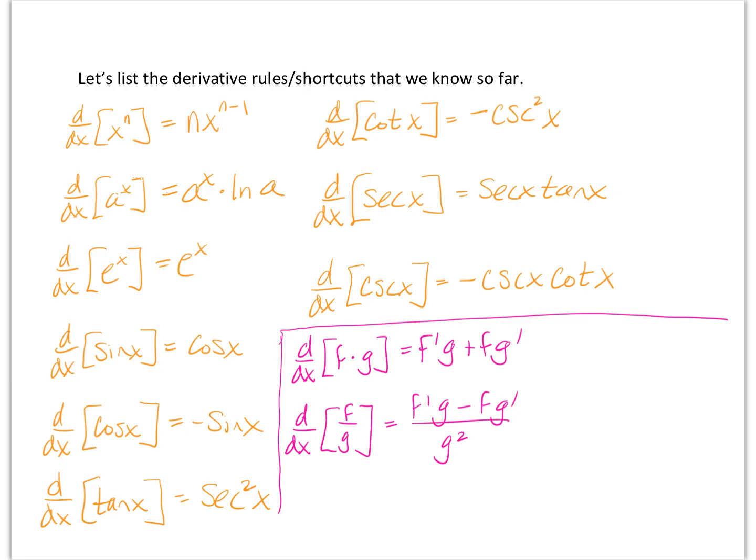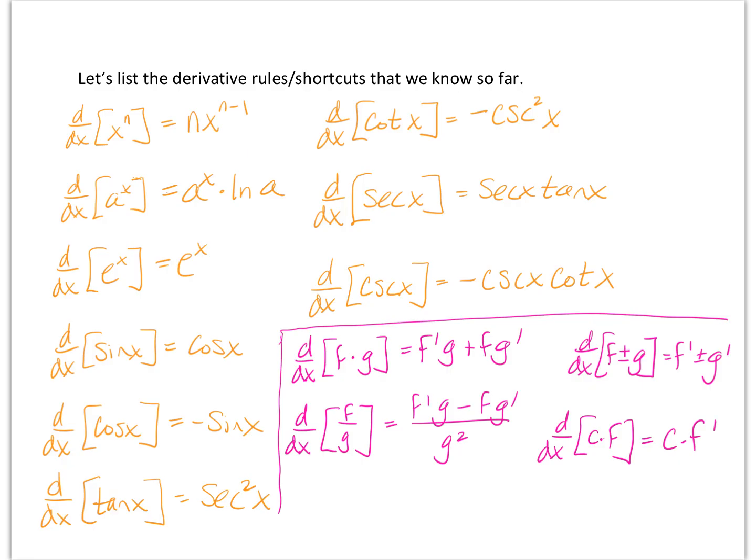I know that the derivative of a sum or a difference, f plus or minus g, is f prime plus or minus g prime. And I know that the derivative of a constant times a function is just the constant times the derivative of the function. Ooh, okay, we got them all.